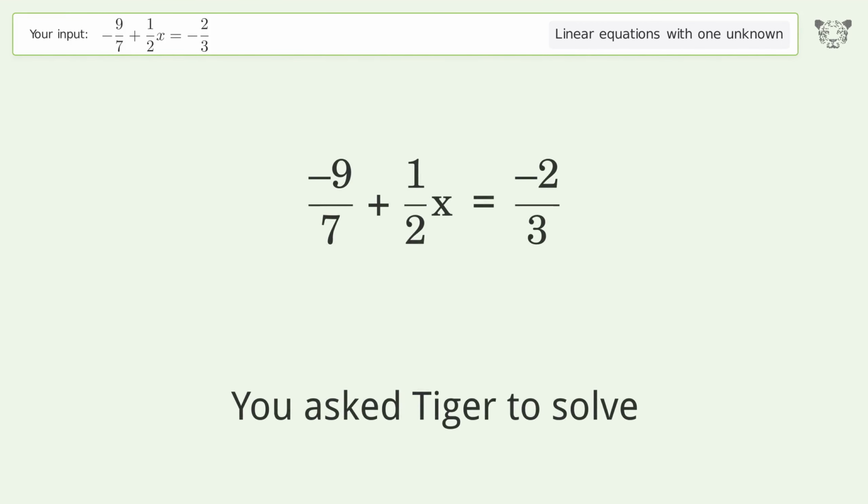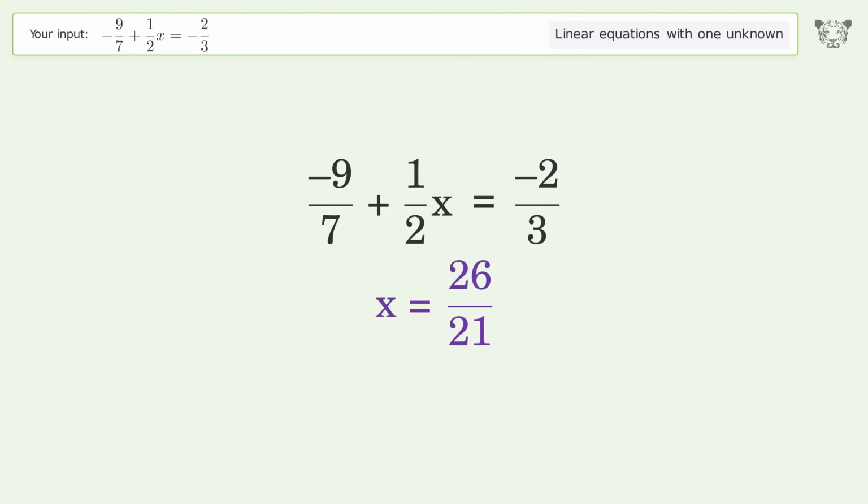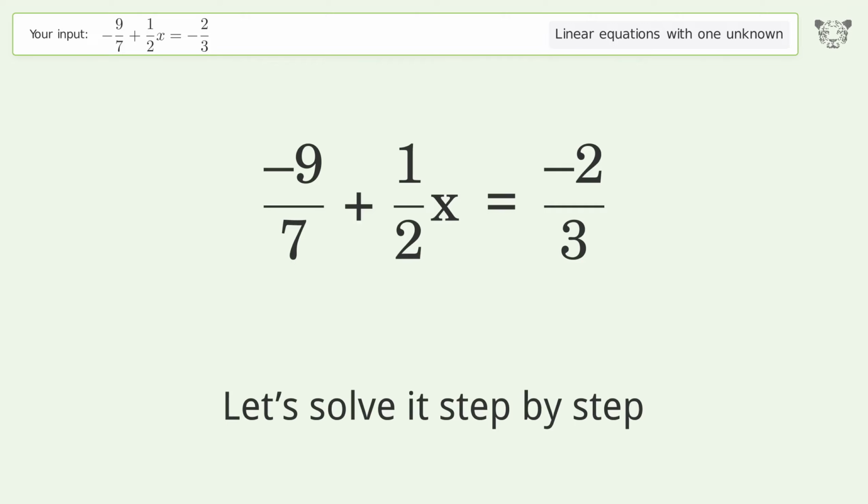You ask Tiger to solve. This deals with linear equations with one unknown. The final result is x equals 26/21. Let's solve it step by step.